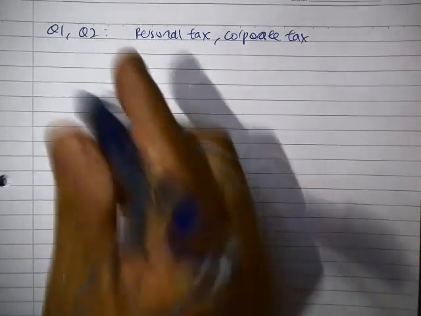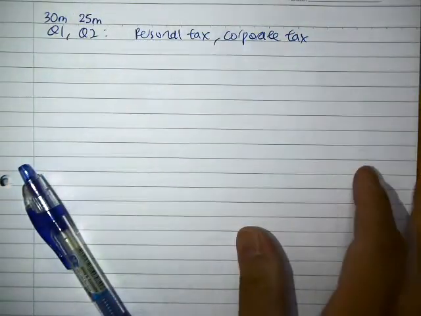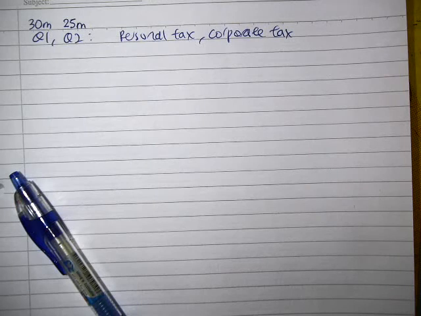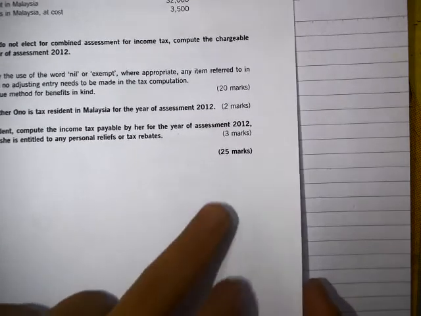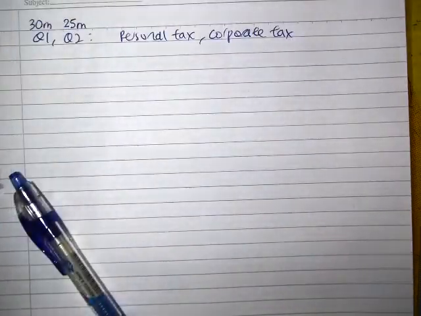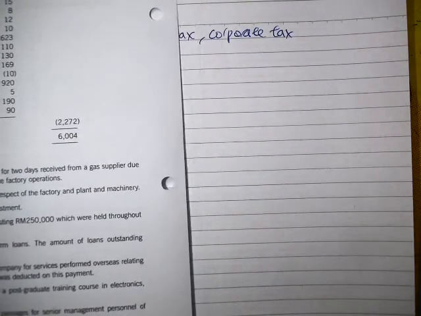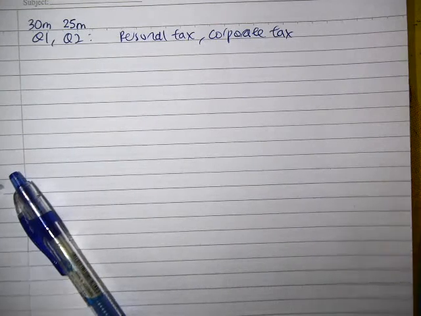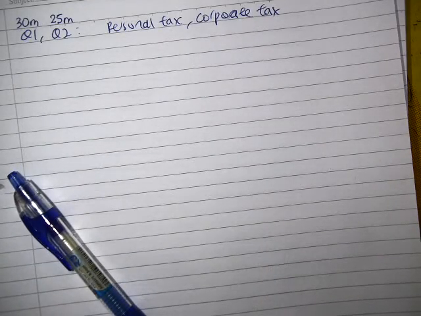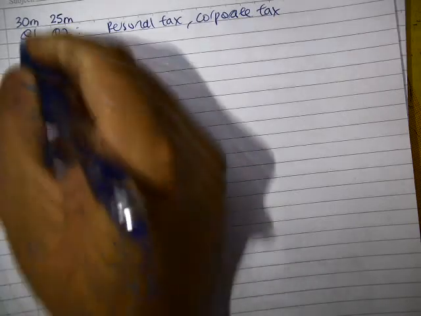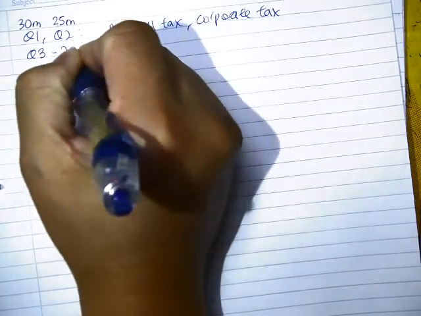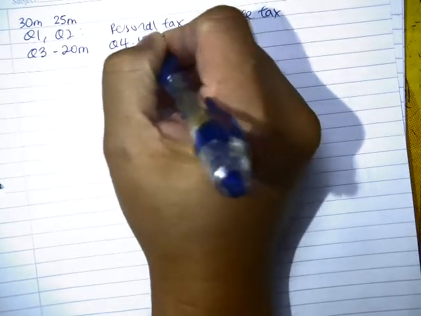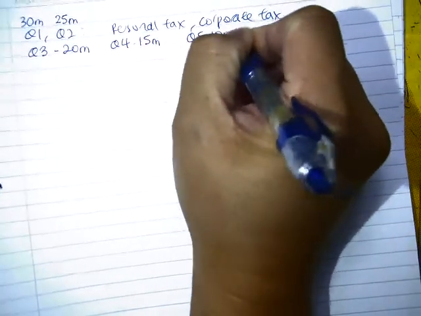By right, question 1 is 30 marks and question 2 is 25 marks. Obviously he made a mistake here, first time, but it doesn't matter. He gave 25 marks for question 1, and made question 2 the corporate tax, which carried 30 marks. The total mark is still not affected. Then you can see question 3, 20 marks, question 4, 15 marks, question 5 is 10 marks.